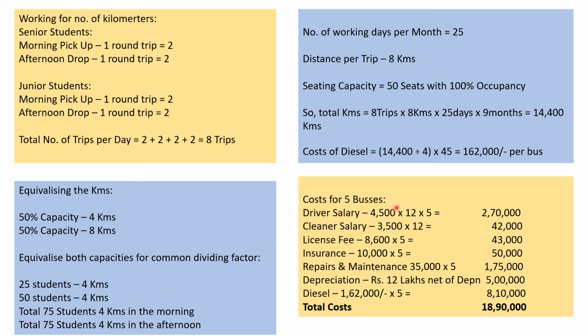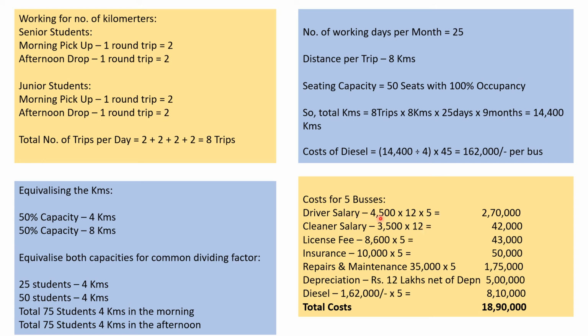Now coming to cost of operation of the bus. Here I am taking total cost for 5 buses, because they have asked us to calculate single bus and 5 buses. You can calculate single bus and multiply with 5, or you can calculate directly 5 buses and divide by 5, so that you will arrive at a single bus.